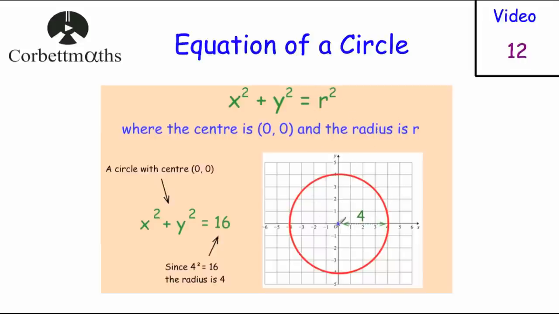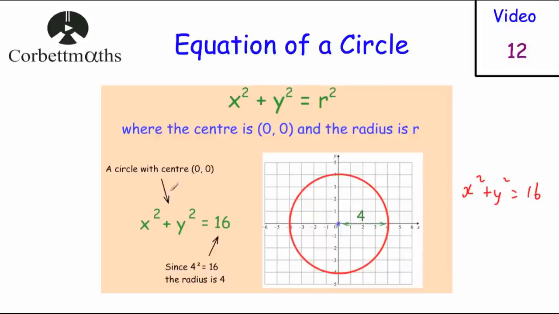So if you have a look at this circle, the center of the circle is the origin. So that means its equation will be in the form x squared plus y squared. And it'll be equal to, well, its radius is equal to 4. So 4 squared is 16. So the equation of this circle would be x squared plus y squared equals 16.